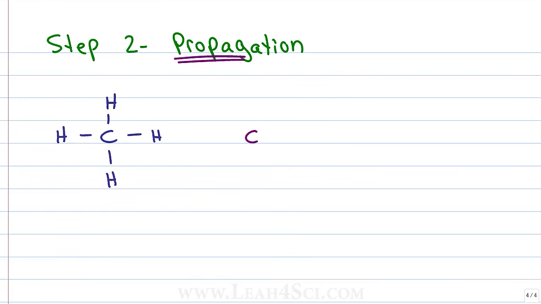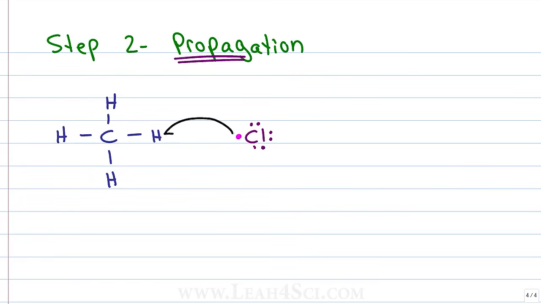The second and most common step in a radical reaction is propagation, which should remind you of the word propagate, which means to happen over and over and over, which is exactly what happens in this step. Say we have a molecule of methane that comes into contact with our chlorine radical. The chlorine radical is so reactive that it's going to attack one of the hydrogen atoms from methane with a single fishhook arrow to grab that hydrogen.